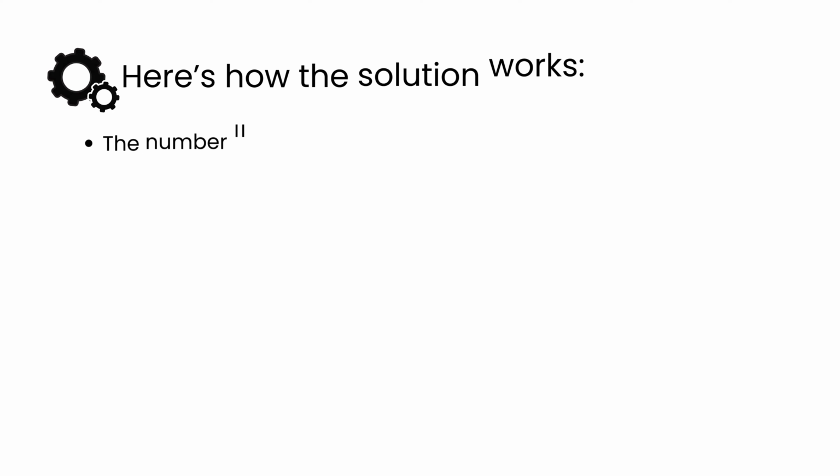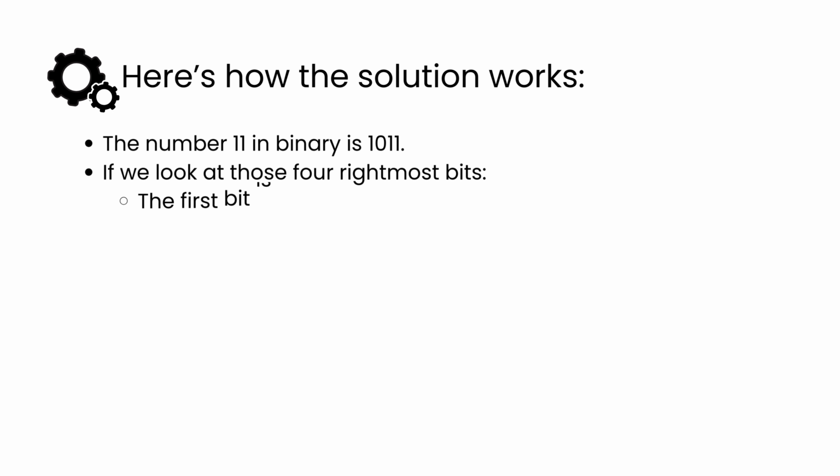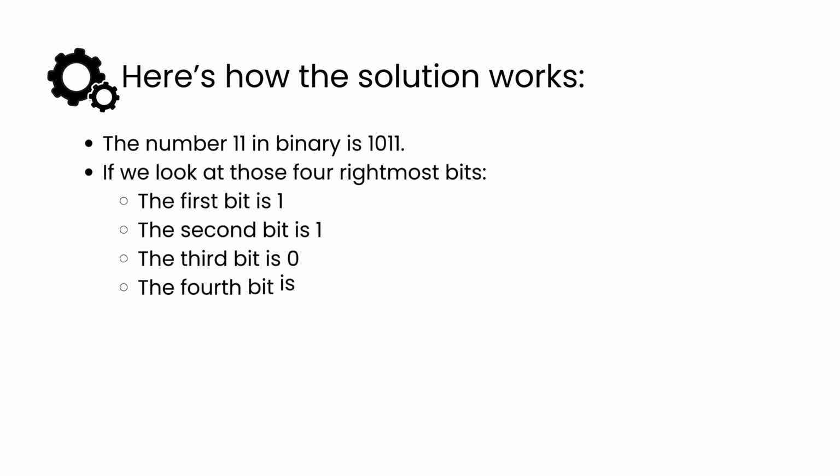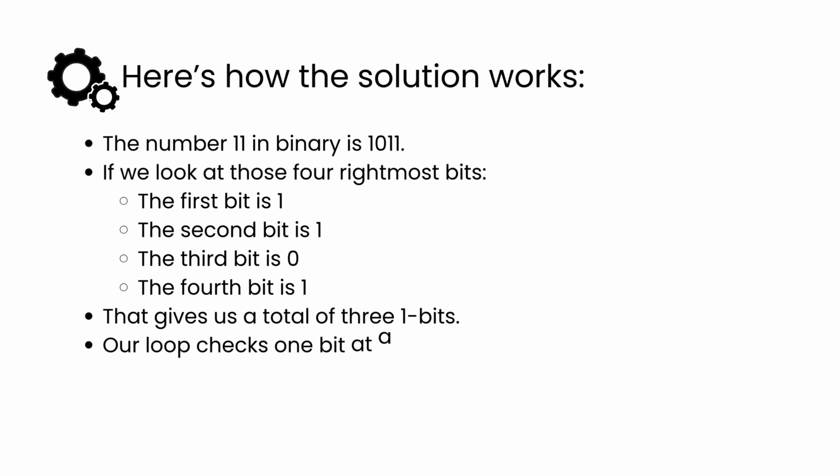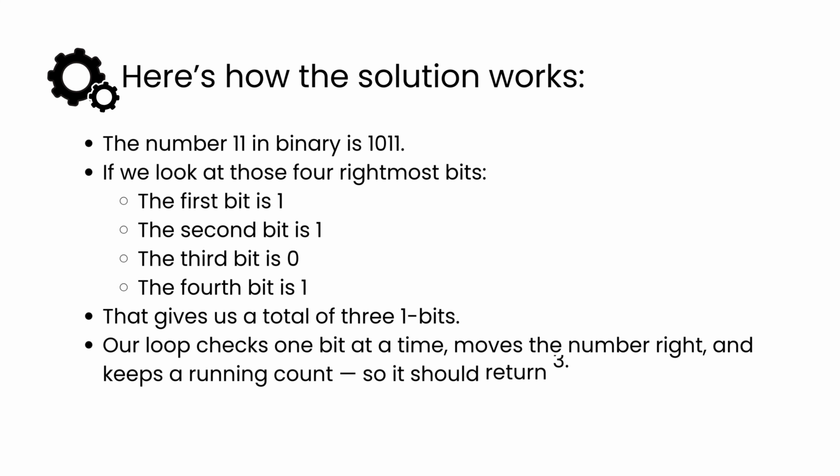The number 11 in binary is 1011. If we look at those 4 rightmost bits, the first bit is 1. The second bit is 1. The third bit is 0. The fourth bit is 1.